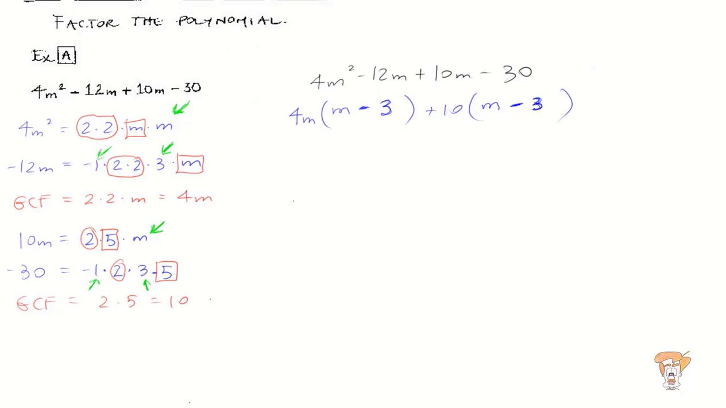Notice we have a factor of m minus 3 in each of those terms. That is a common factor. Therefore, what we can do is unmultiply m minus 3. And when we unmultiply that m minus 3 from each of those terms, we're left with 4m inside the parenthesis as well as 10.